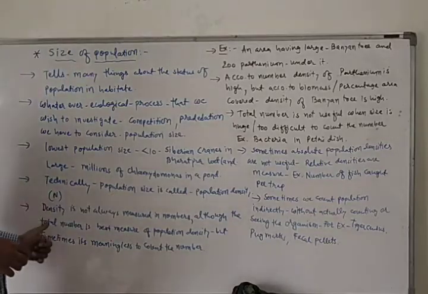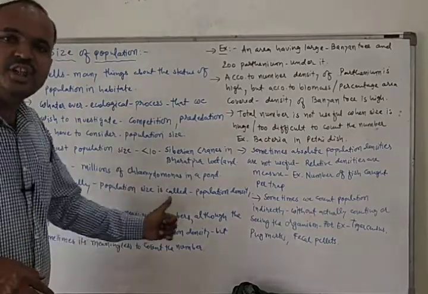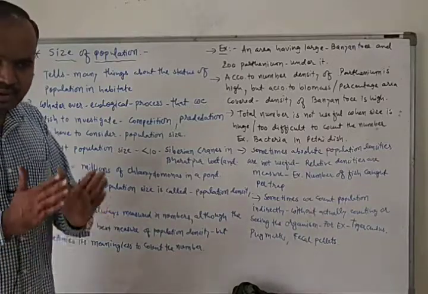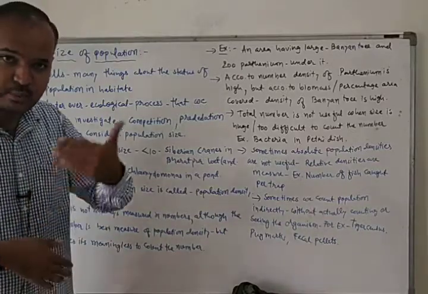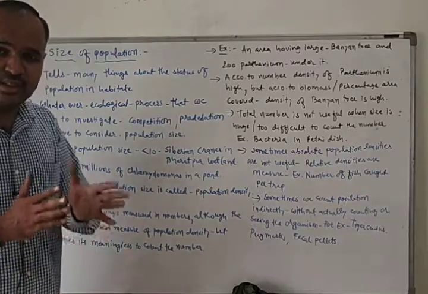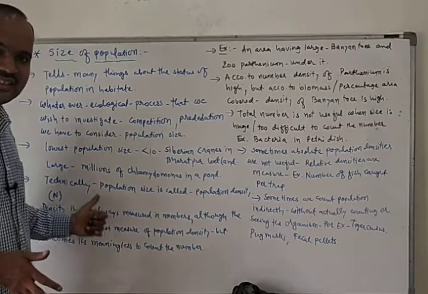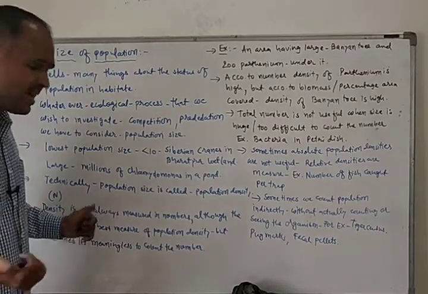Okay, and technically the population size is known as population density, and it is denoted as N.